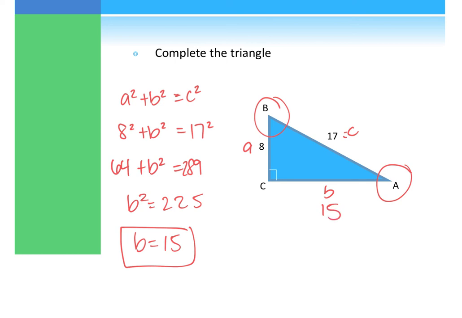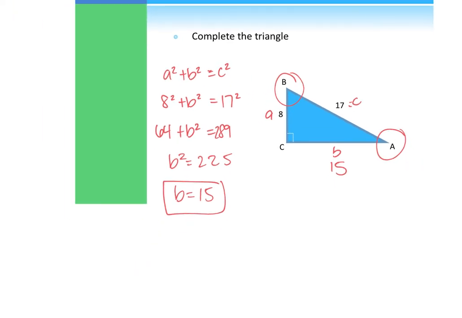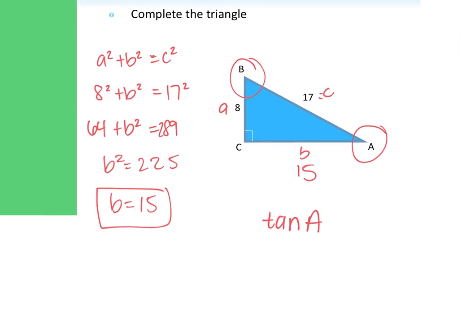Now, if we are to complete the triangle, we also need to figure out both of the acute angles, okay? So, in order to figure those out, we will need to use tangent, okay? So let's first take the tangent of A, okay? The tangent of A will be what ratio? 8 over 15. It'll be 8 over 15. We're not going to use what? The hypotenuse at all, okay?